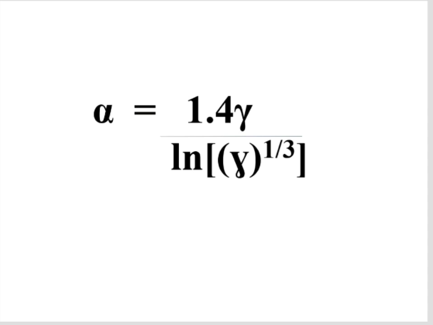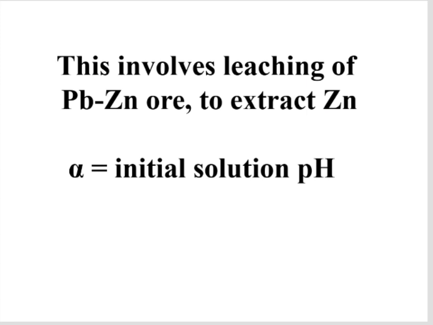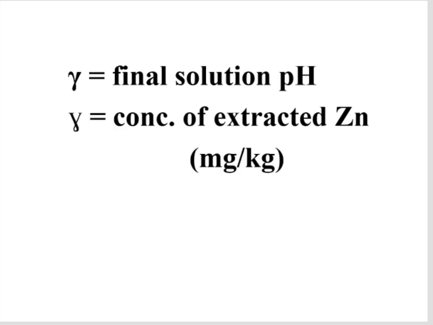And during this process, several results we obtained, several experimental data were realized. And these experimental data were used to derive the model, as you can see on the screen. The essence of this work is to extract zinc from the whole lot of lead zinc ore. Here, alpha is the initial solution pH. The gamma is the final solution pH. And then you can see the concentration of extracted zinc measured in milligram per kilogram.